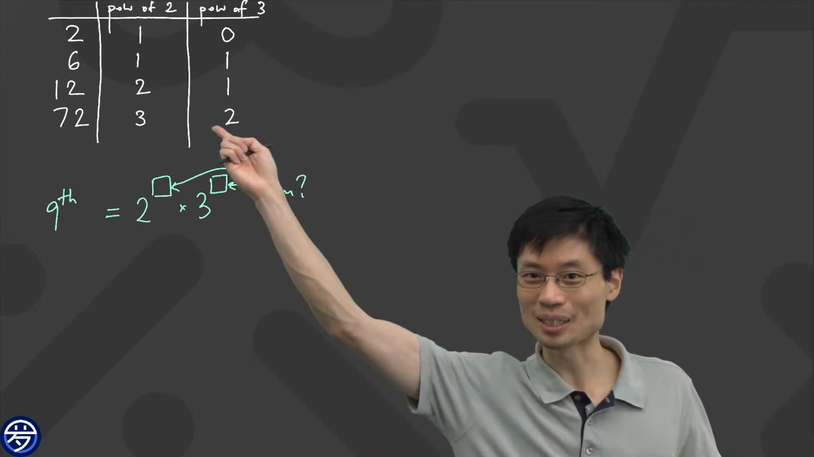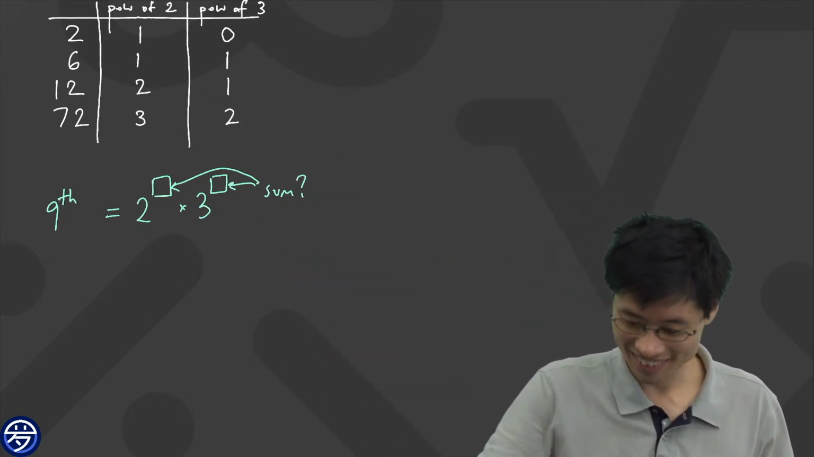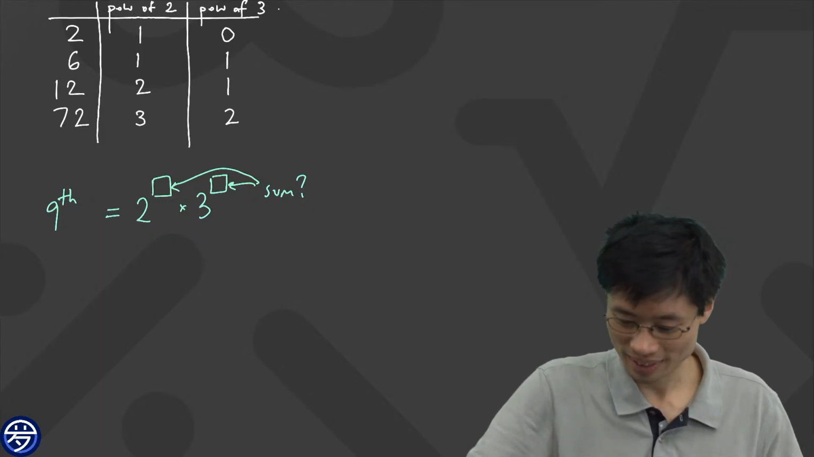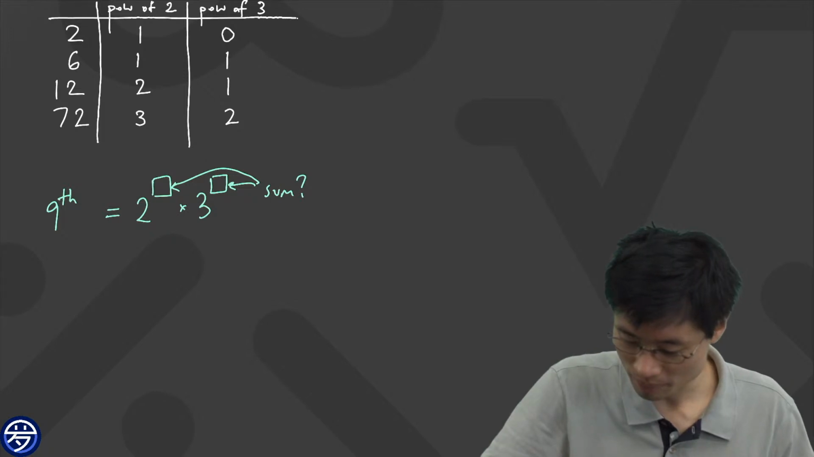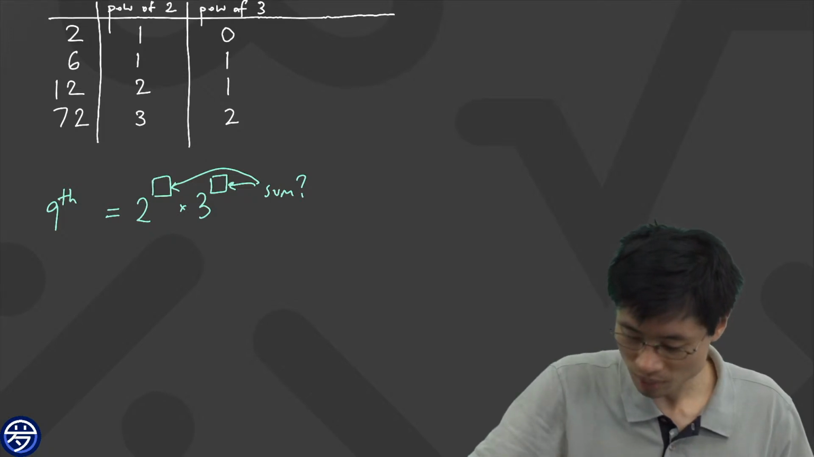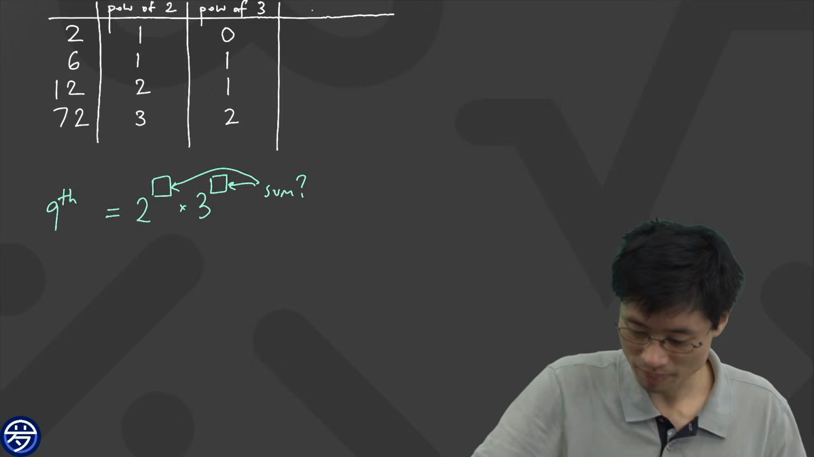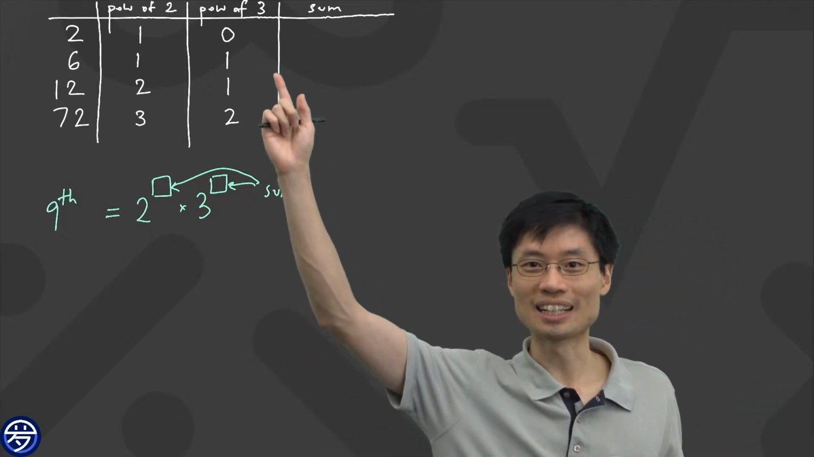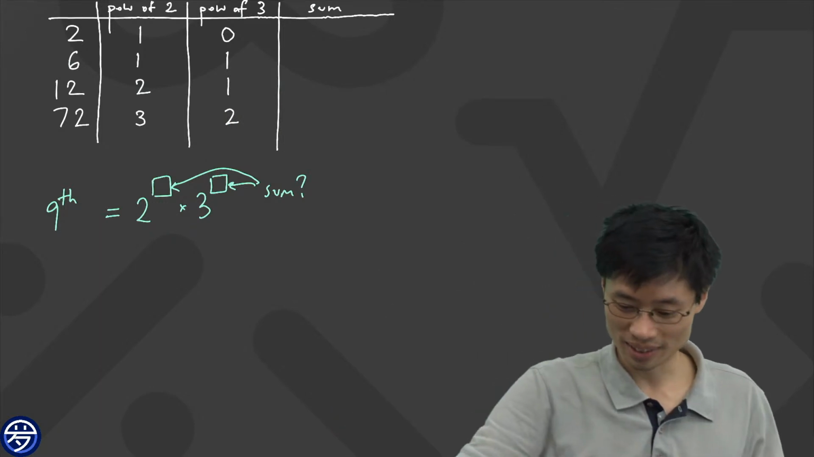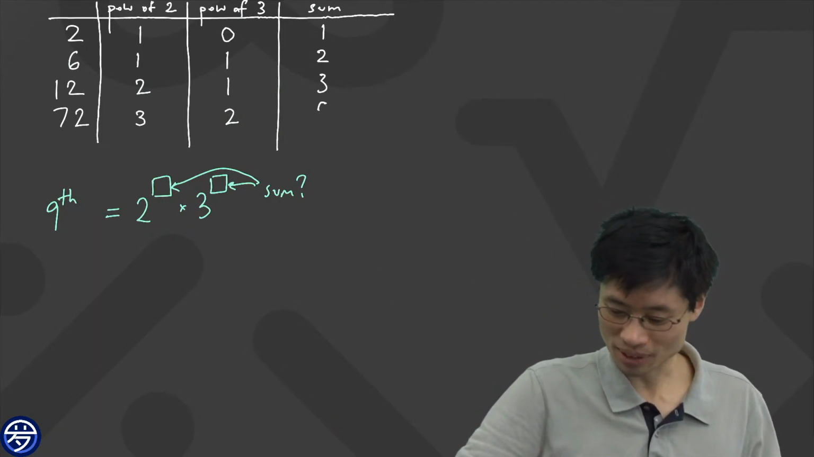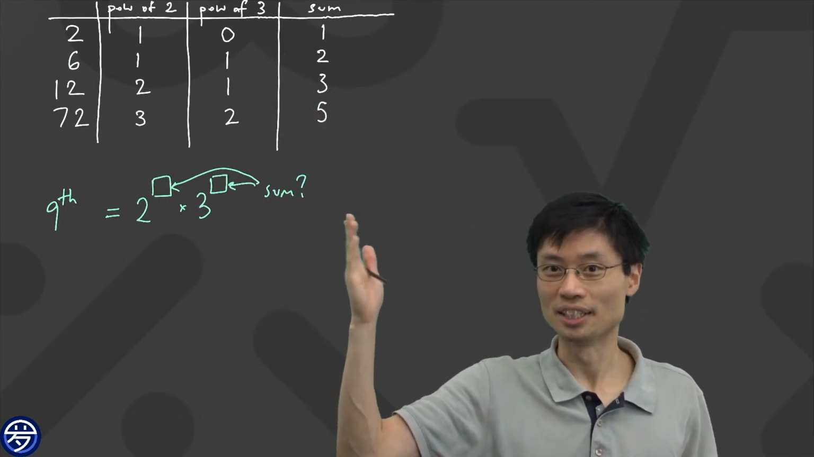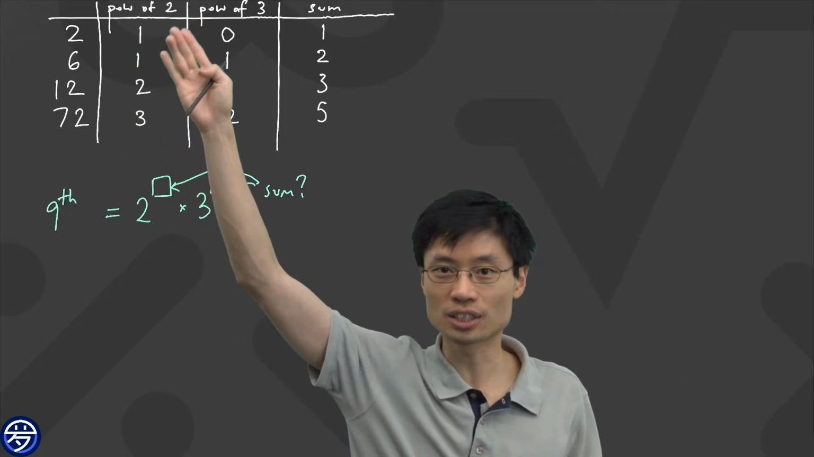So let's do something else on this chart. Whoa, that was too far to the top. We also want to know the sum. Hey, you know what these sums are? 1 plus 0 is 1. 1 plus 1 is 2. 2 plus 1 is 3. 3 plus 2 is 5. Oh my gosh, look at those sums. The sums are Fibonacci. You know why?